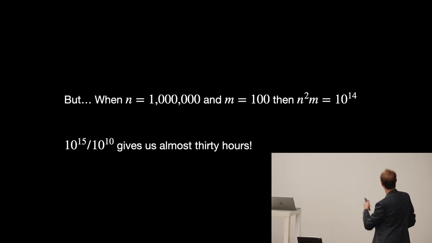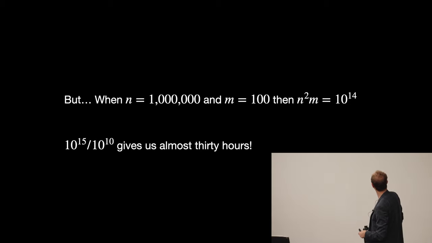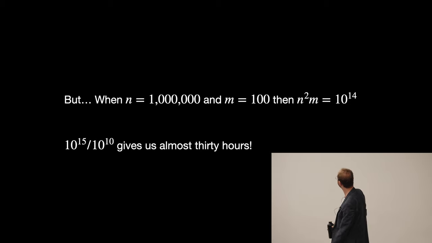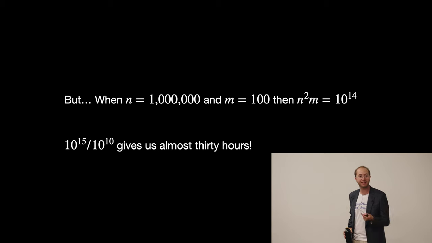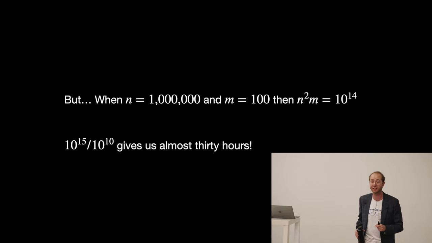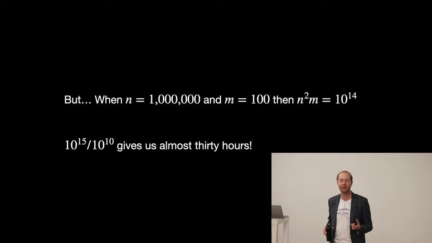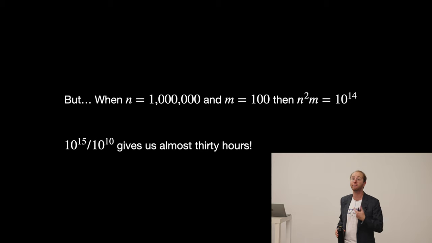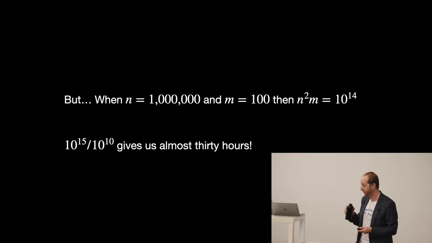But let's make the numbers bigger and do our calculation for the large text file that we were looking at. So when N is a million and M is 100, then N squared M is 10 to the 14. Multiply that by 10 again to get the actual number of comparisons that it's going to take to run. And then we get almost 30 hours for this program to run. So it's very clear that N squared M is not efficient program behavior, at least for this algorithm that we're trying to run.